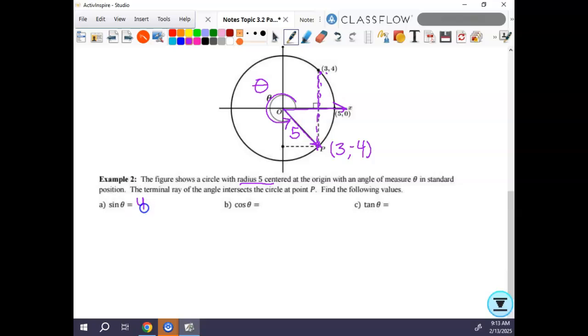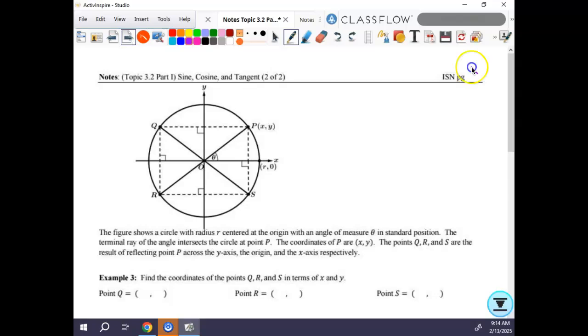I know that sine, we'll just write this down one more time, is y over r. So that means that's -4 over 5. Cosine of theta is x over r, and that equals 3 over 5. And tangent is y over x because it's the slope, just like slope. And that equals -4 over 3. Okay. Any questions at this point? We all good? All right, so grab your next sheet of paper. This is going on page 84 as well.